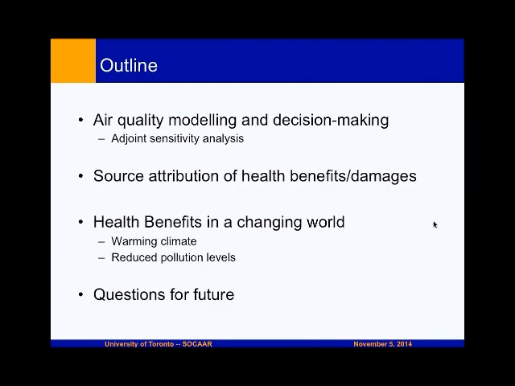Just a brief outline. I'm going to talk a little bit of background about models and decision making, probably a little bit of history, and talk a little bit about a specific method that we use, one type of sensitivity analysis. Then I'll talk about attributing benefits or damages caused by air pollution to specific sources using that approach. Then most of my talk will be about how those benefits and damages change in a changing world. I'm going to look at two different aspects of change, one being a warming climate and the other being a cleaner environment. There are obviously other aspects that I'm not looking at. And then posing some questions that really remain unanswered after this talk.